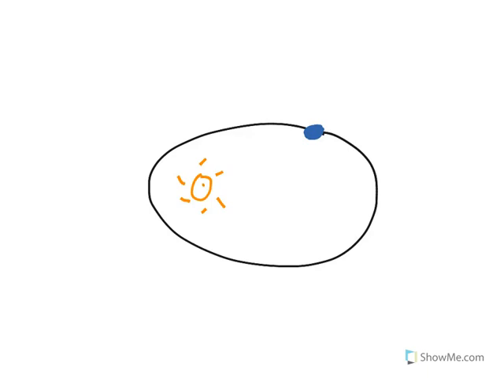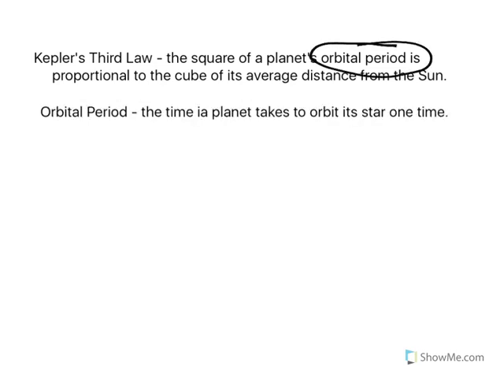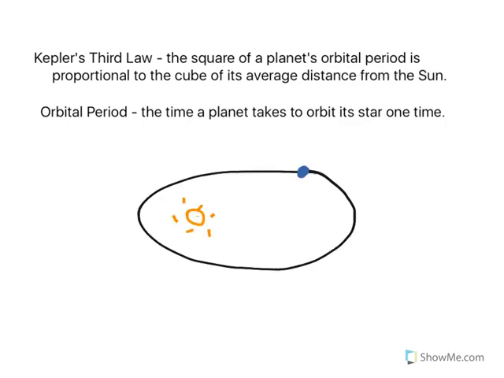Let's go look at Kepler's third law. Kepler's third law tells us that the square of a planet's orbital period is proportional to the cube of its average distance from the sun. Let's first look at the words orbital period. Orbital period is the time a planet takes to orbit its star one time.